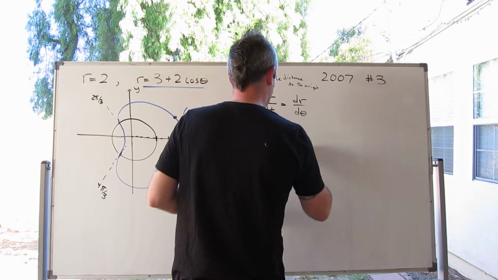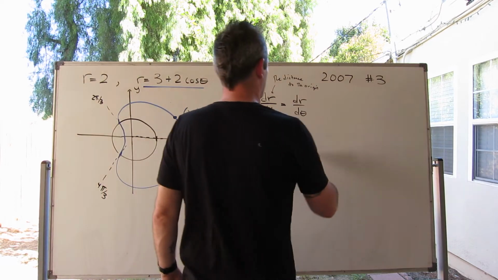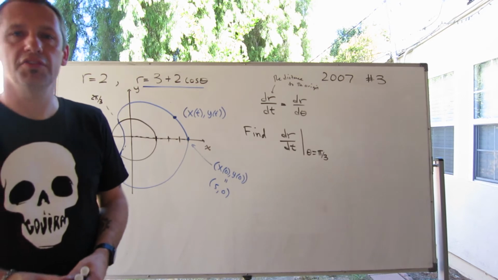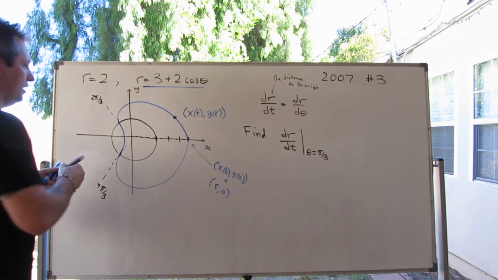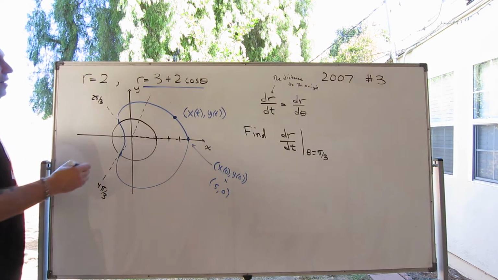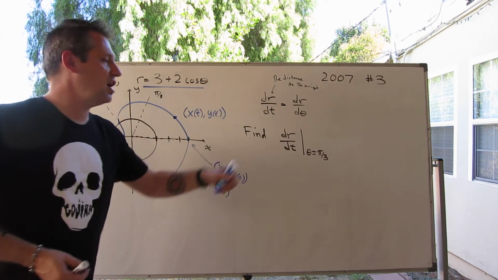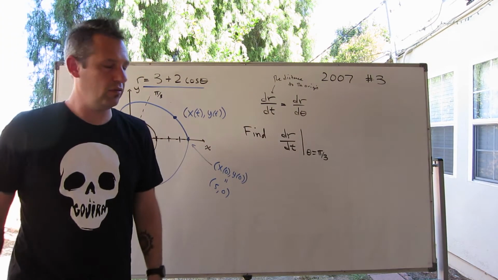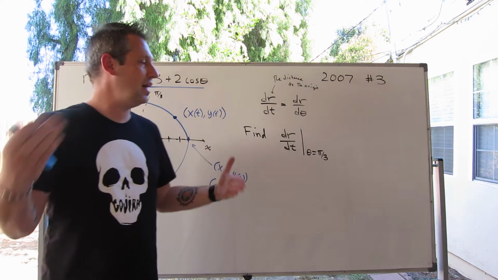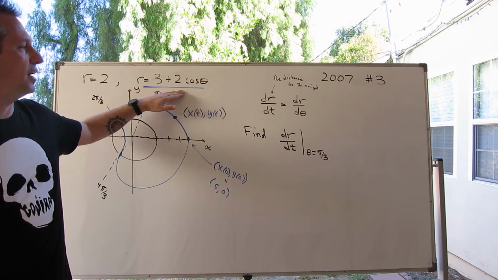So what we want to do is find dr dt when theta equals pi over 3, and interpret the meaning of this thing. So pi over 3 is right here. The angle pi over 3 is kind of like right there. My graph might not be perfect, but there's the angle of pi over 3. What we're going to find is dr dt at theta equals pi over 3. But remember, dr dt is really just dr d theta, so basically all they're asking us to do is find the derivative of this with respect to theta and plug in pi over 3.